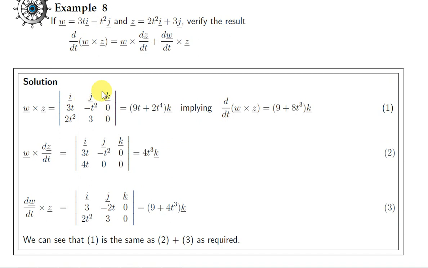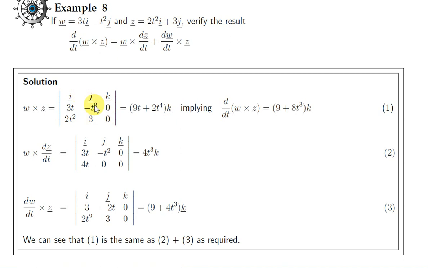Well, we can do it this way using this determinant. The first row is i, j, k basis vectors. The second row is the components of vector w. The i component is 3t, the j component is minus t squared, the k component is 0, and the third row involves the components of vector z, 2t squared, 3 and 0.